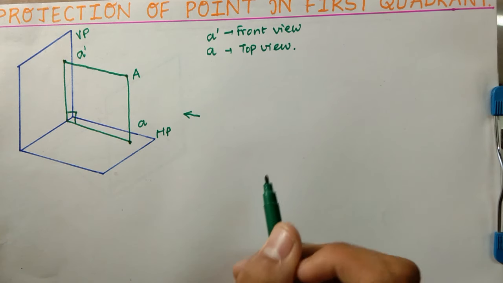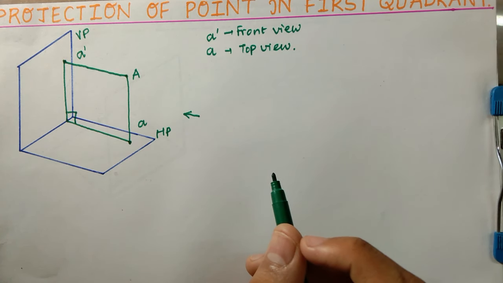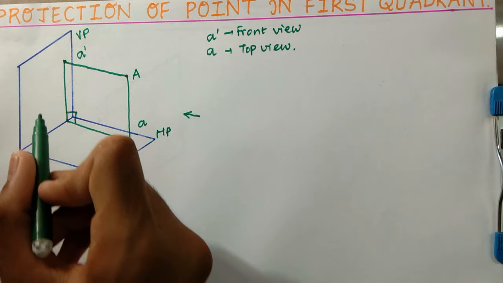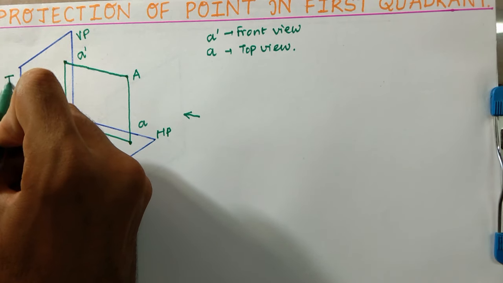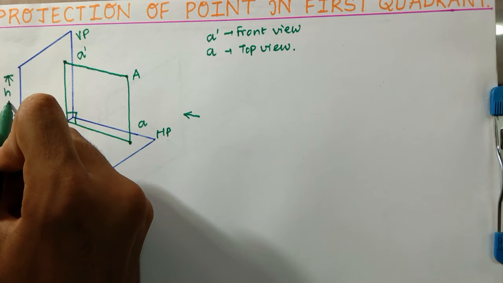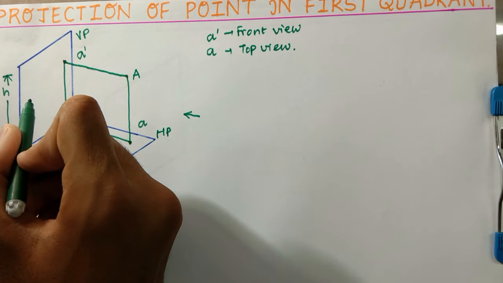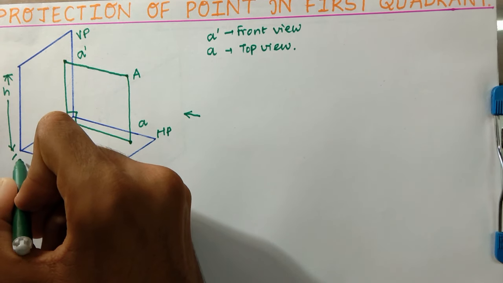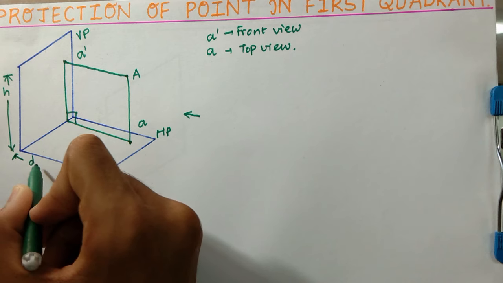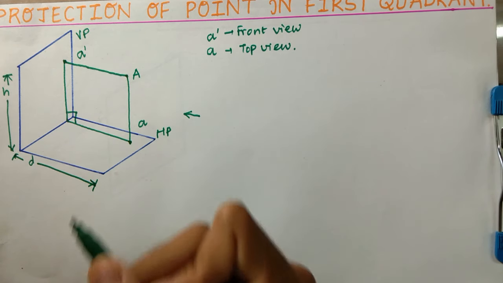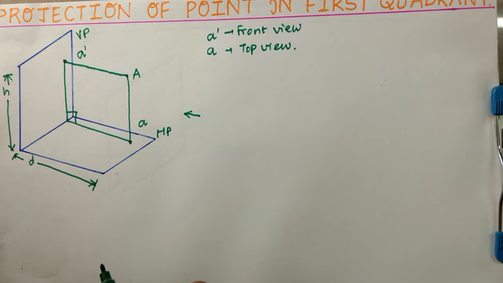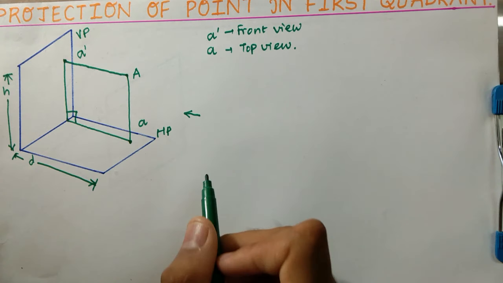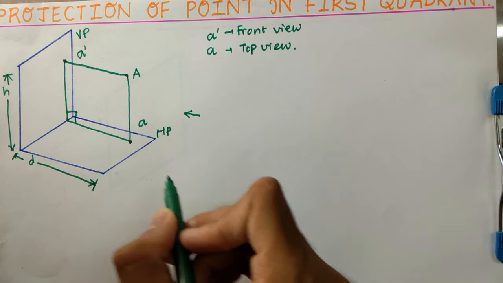Now, another important step to be noted is that any distance from the horizontal plane is referred to as h. This distance is always referred to as h, and any distance with respect to the vertical plane is always referred to as a small d. Or else, the distance from the vertical plane is d and the distance from the horizontal plane is h. This point is also to be noted.